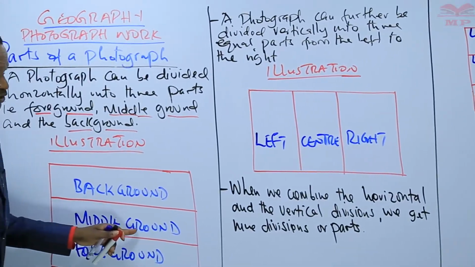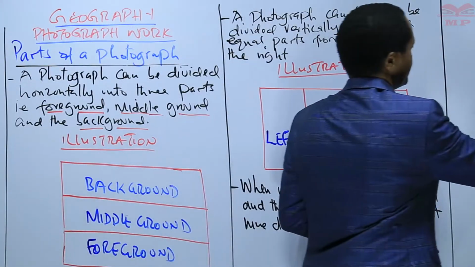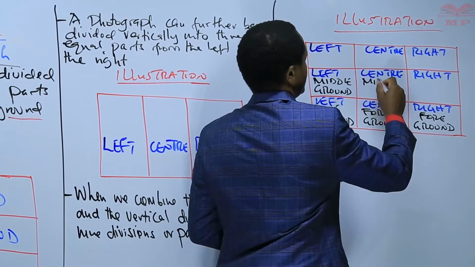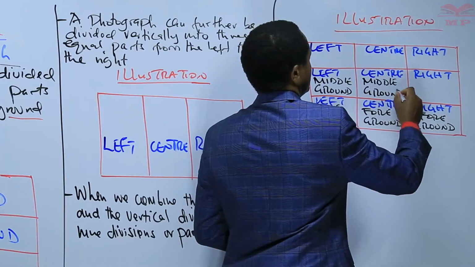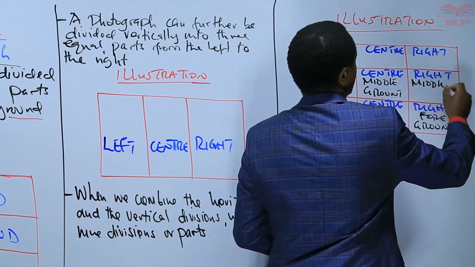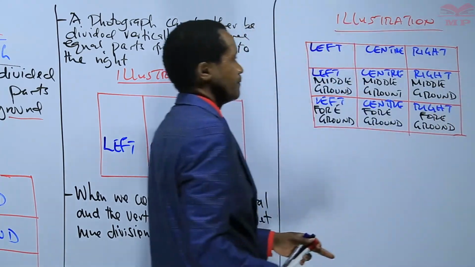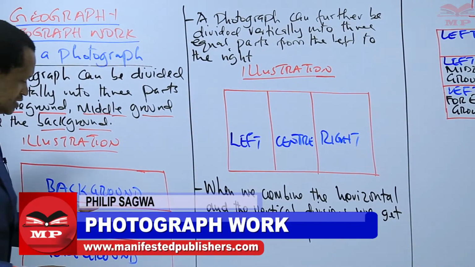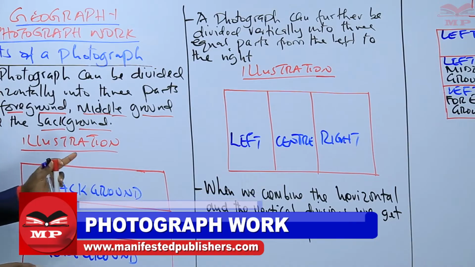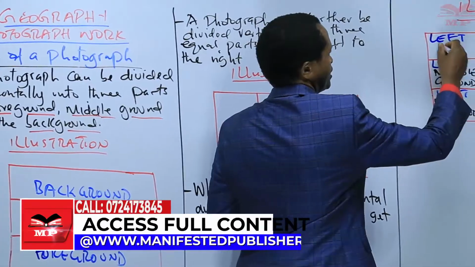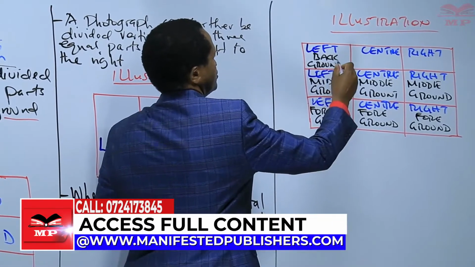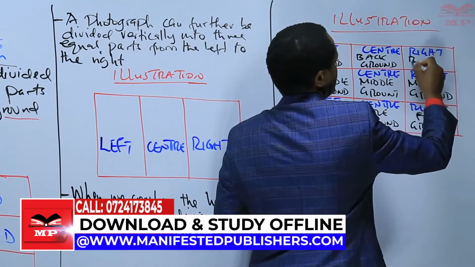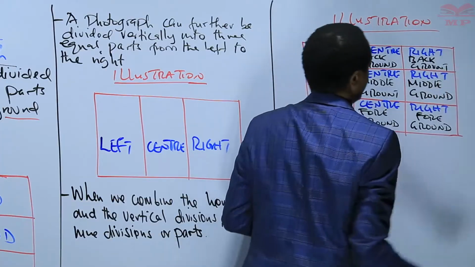Then in the middle, we had the middle ground. So we come here and insert the middle ground. So we have left middle ground, center middle ground, then right middle ground. Then learners, we have the background. This is the area that is farthest away from the camera, the background. So we'll have left background, center background, then right background.